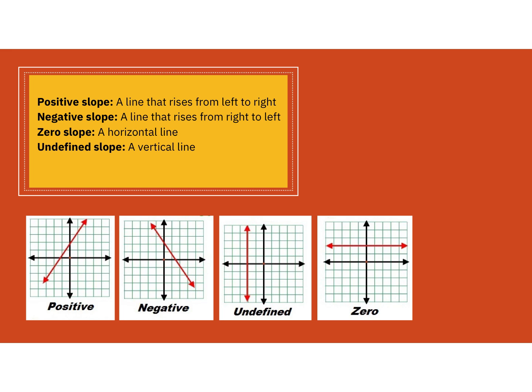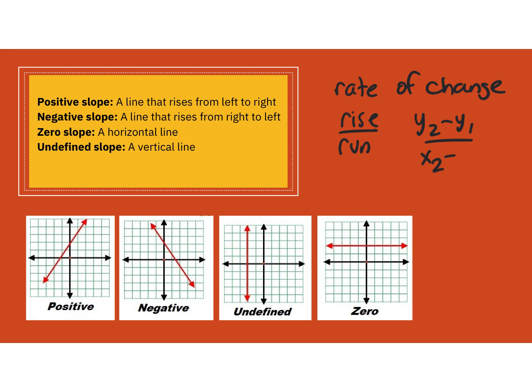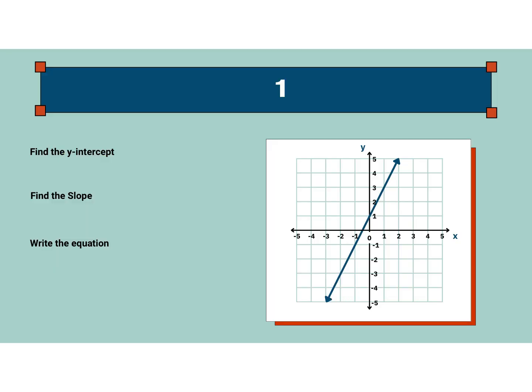Remember that slope is the rate of change, and we find slope by finding the rise over the run, or the change in y over the change in x. That simply means what happens to get from point to point on our line. We'll look at both of those things in the next few slides.